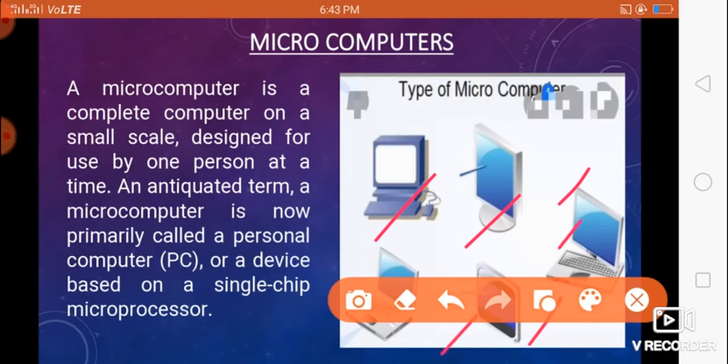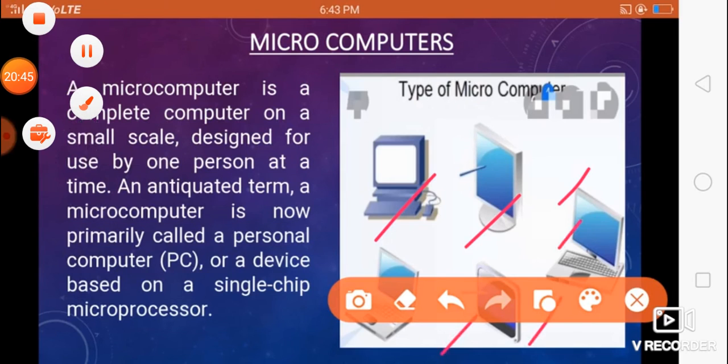An adequate term, a microcomputer is now primarily called the personal computer. So if we call the system a PC, it stands for personal computer, meaning we are talking about a microcomputer system. It's a single-chip microprocessor, meaning the microcomputer is a single-processor system, with only one processor. We all are using microcomputers and we work on microcomputers. We can further divide microcomputers into personal computers, or desktops, laptops and palmtops. So these are all types of microcomputers.